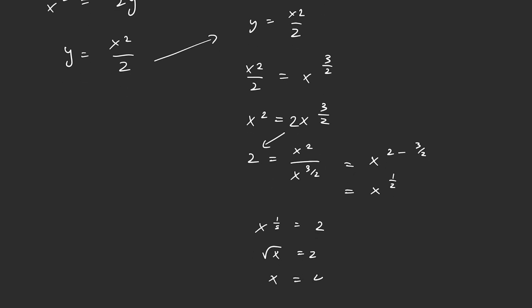And yeah, now we have to solve for y. Y is x squared over 2. 4 squared over 2, it's 8. So x equals 4 and y equals 8.